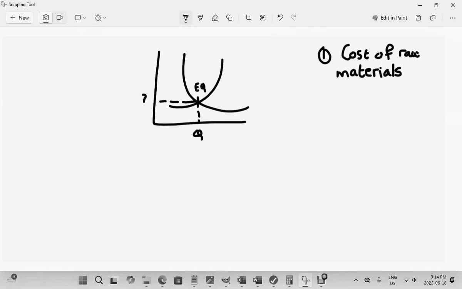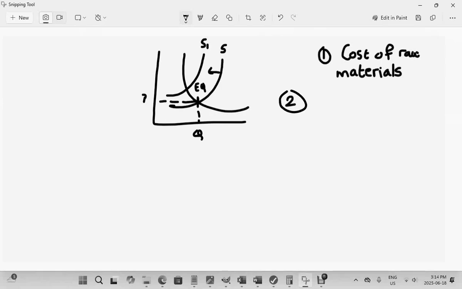Now if the cost of raw materials goes up, it's going to bump up your cost of production. As the cost of production goes up, the supply curve, which is this curve over here, will shift to the left. So this will be your new supply curve, S1, with a new equilibrium. As it shifts to the left, the supplier will be producing less and selling at a higher price to make up for the loss. So that would be the cost of raw materials.